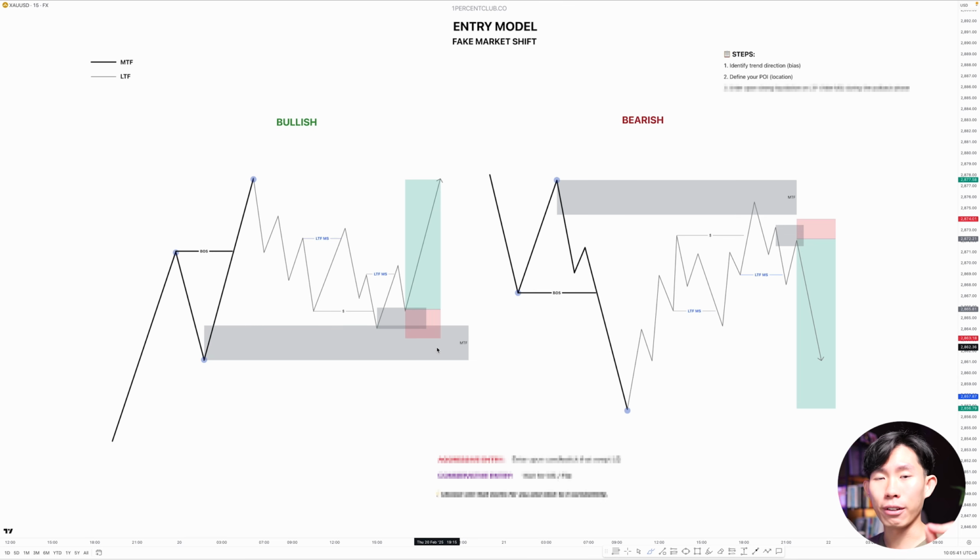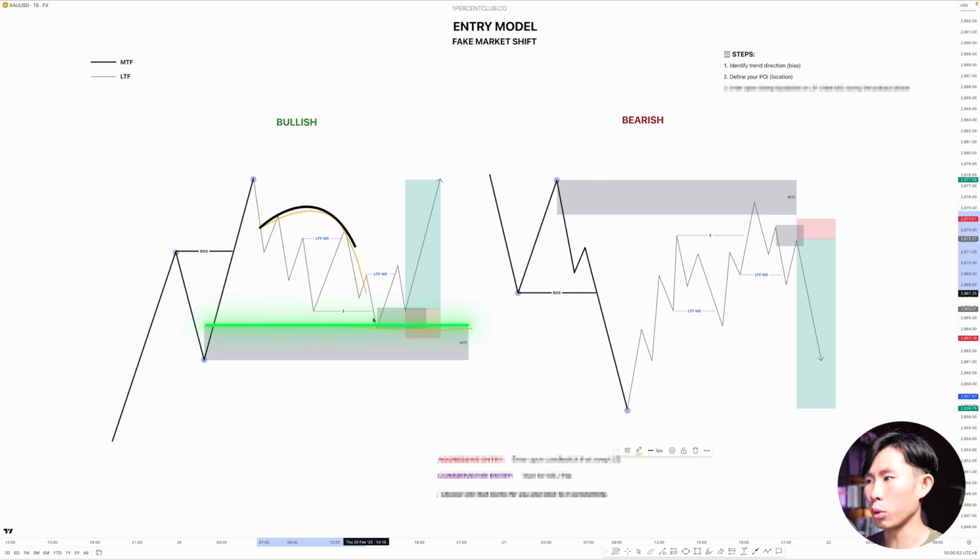So once you have clearly defined your point of interest, the next step is to just wait for price to mitigate that point of interest, right? So I will actually advise you to set an alert at the edge of the zones itself. At the edge of this demand zone, once price steps into it, that is where my alert goes off. I'll go and analyze the charts and look at my entry model.